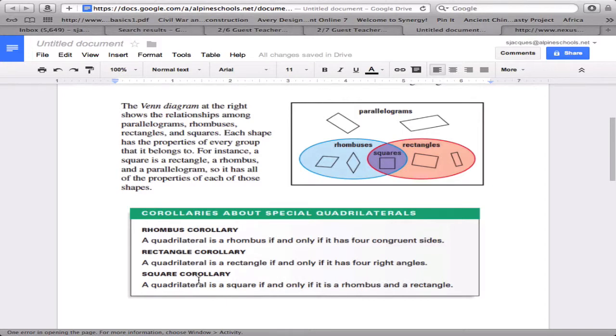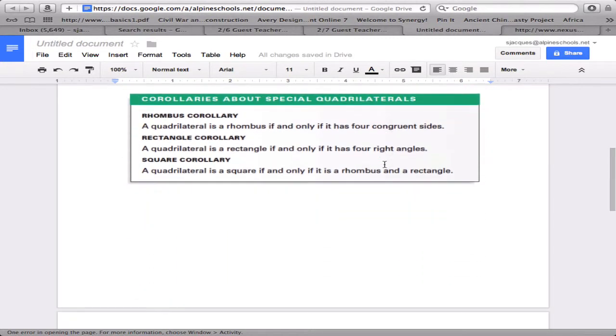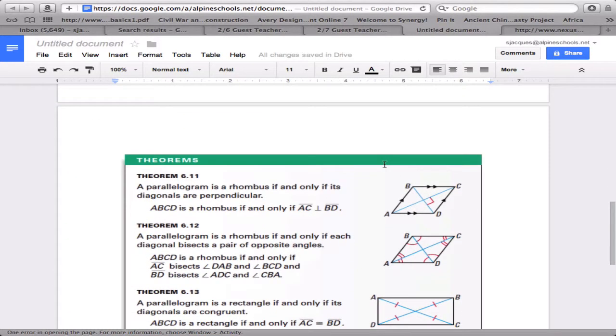The square corollary states that a quadrilateral is a square if and only if it is a rhombus and a rectangle. So it has to be a rhombus, which means it has four congruent sides, and it has to be a rectangle because it has four right angles. Let's look down. Keep going. Let's look at the theorems.